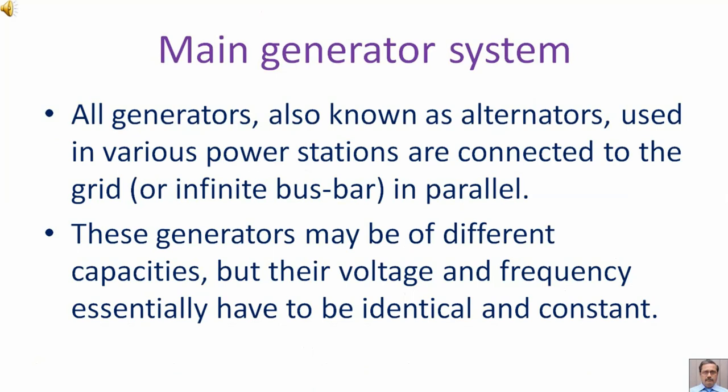Main generator system. All generators, also known as alternators, used in various power stations are connected to the grid or infinite bus bar in parallel. These generators may be of different capacities, but their voltage and frequency essentially have to be identical and constant.